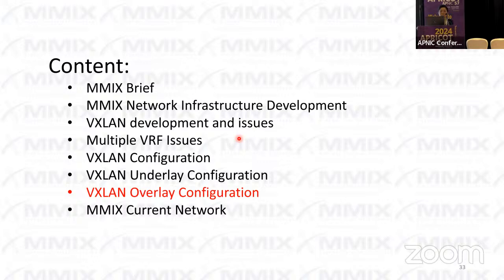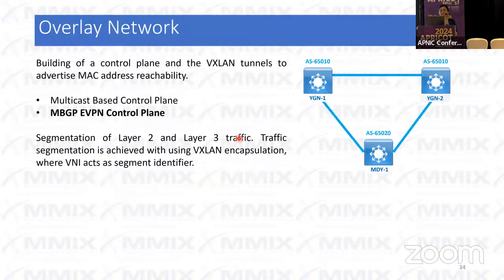So I will go to the next slide for the overlay configuration. For the overlay configuration, we will set up the EVPN address family. It builds the control plane and fixed endpoints to advertise MAC address reachability. The underlay is IP address, loopback IP address reachability. The overlay is MAC address reachability.